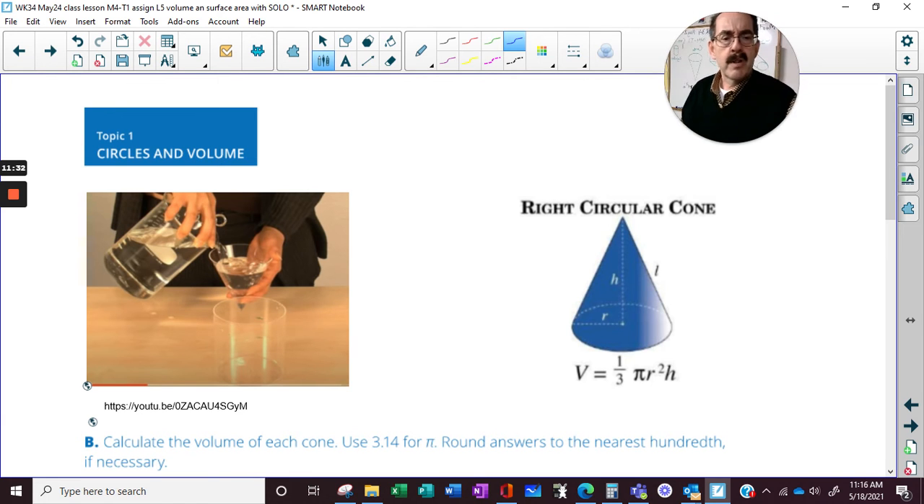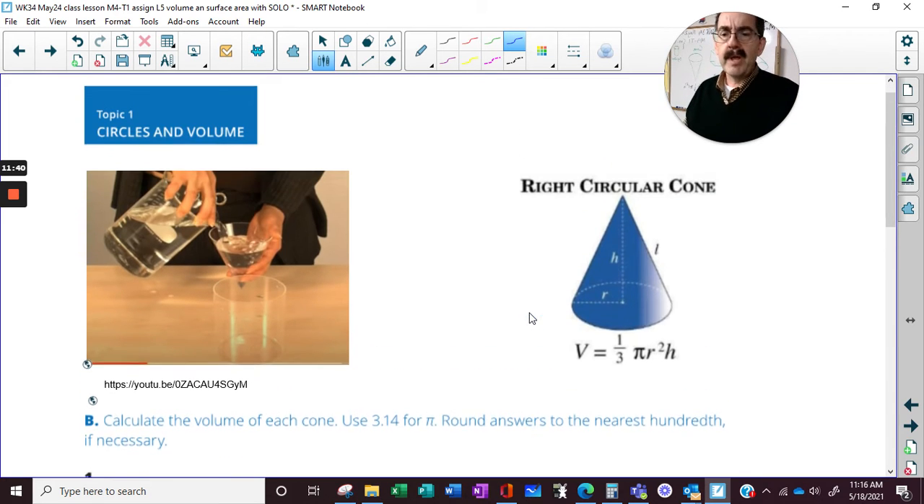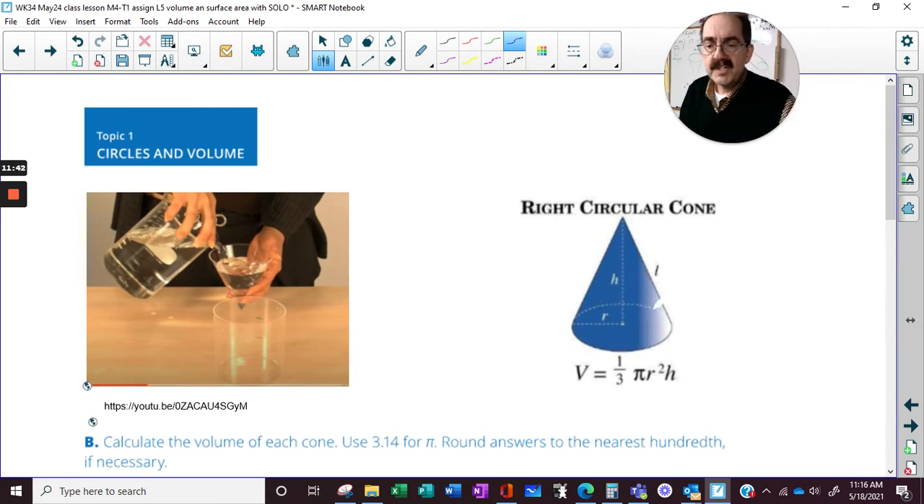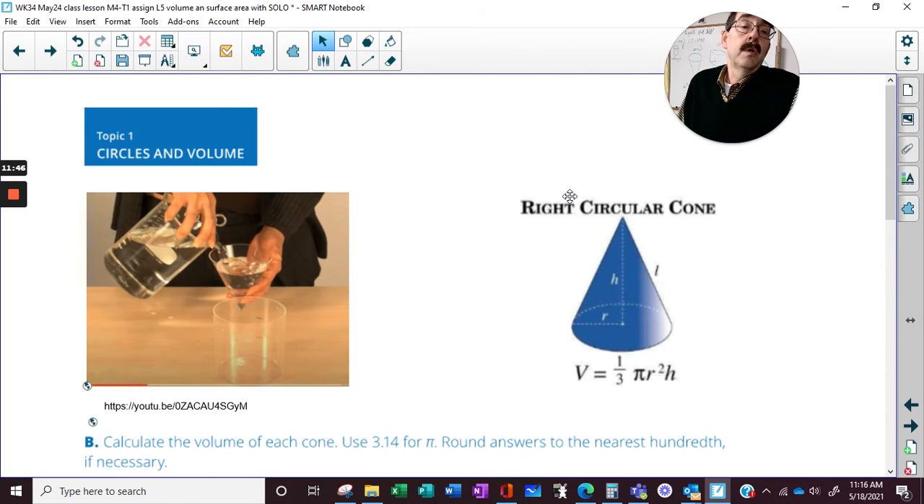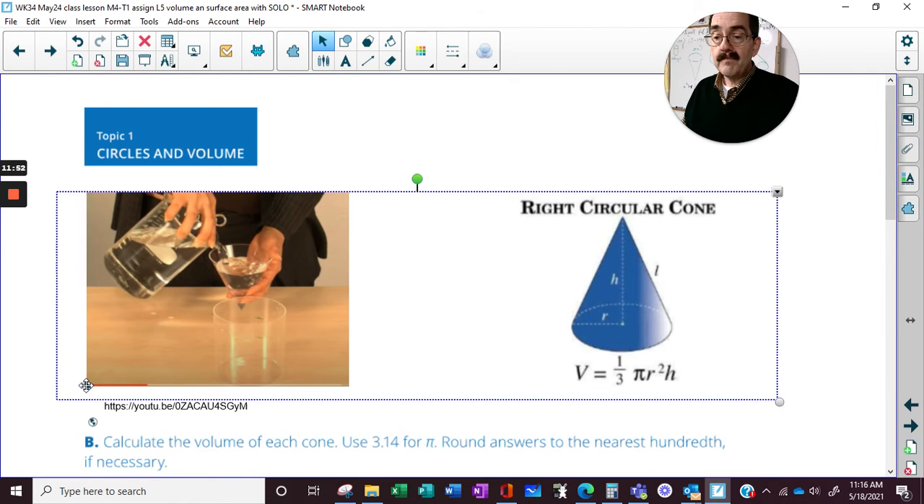Now, before we get started, I think it's cool to actually review and see where these formulas come from. So we have 2 versions of this cone. And I'd like to pause and actually show you where this comes from and that this formula actually makes sense. Okay, so let's go watch a video.